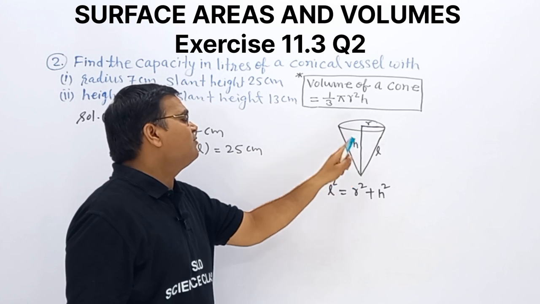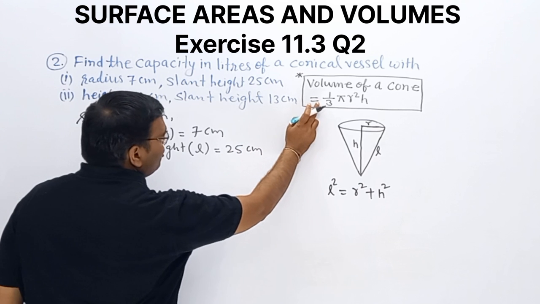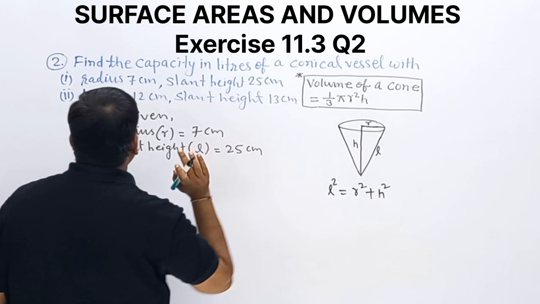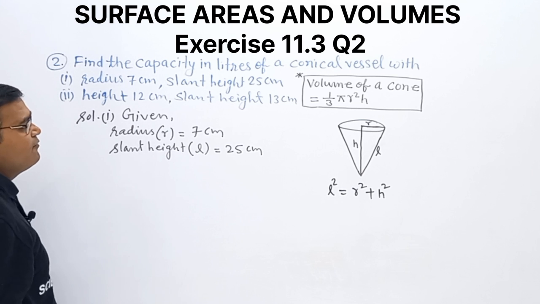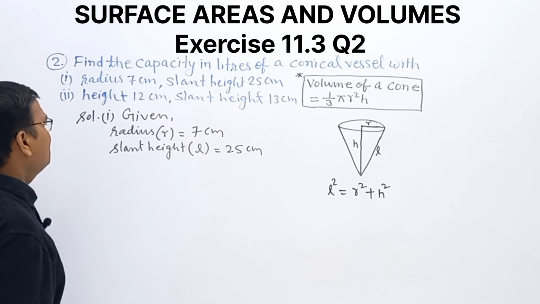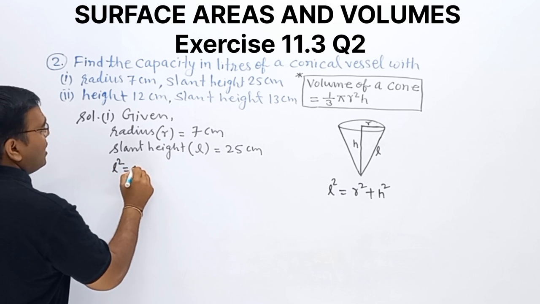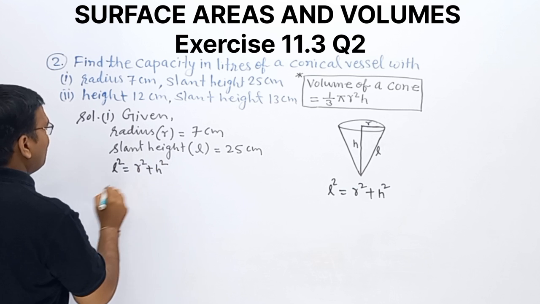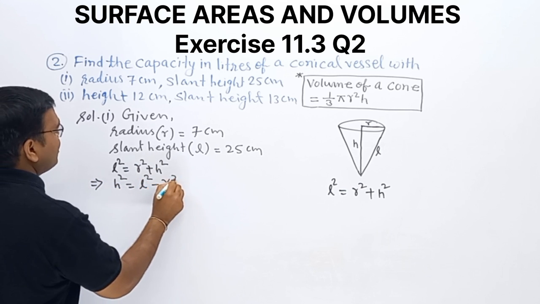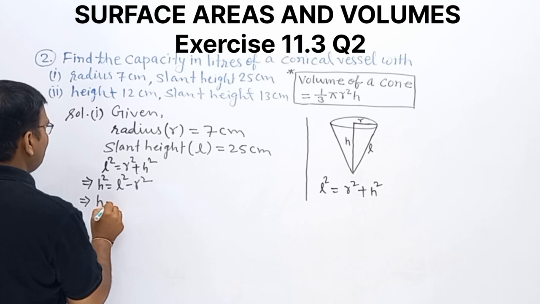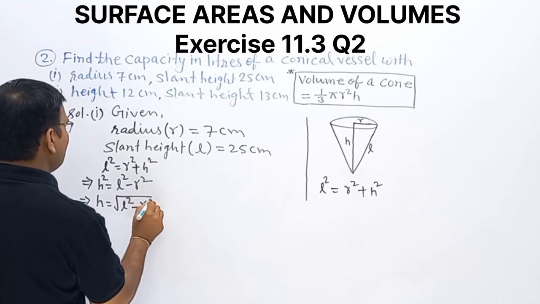H we want. L is the slant height. For finding volume or capacity we require radius and height. Two things, radius and slant height, we have. So how will we find the height? L square equals r square plus h square. From this we can say h square will be l square minus r square. Finally h will be the square root of l square minus r square.